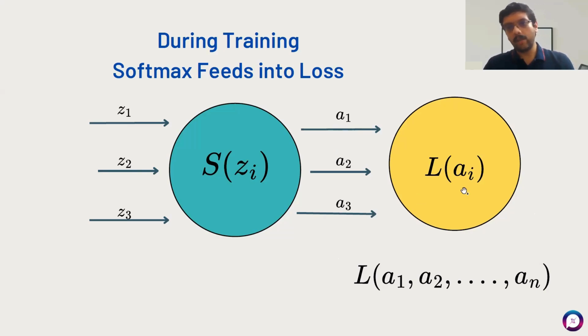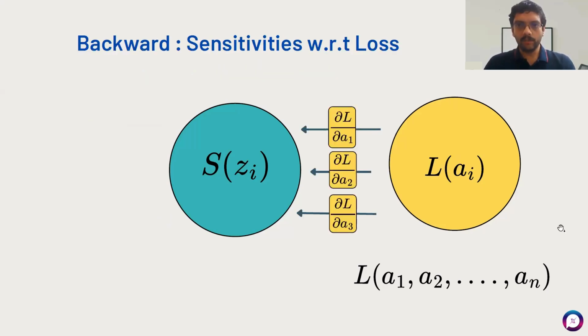So the A's come out and get fed into the loss. The loss takes the actual label or the actual values, gives you a loss. And what it also does then is gives you a sensitivity, right? Which is going to be the sensitivity of the loss with respect to the values fed in, right? So the A1, the A2, and the A3, which are the outputs of the softmax. When you get these, they are then passed back into the softmax, right?